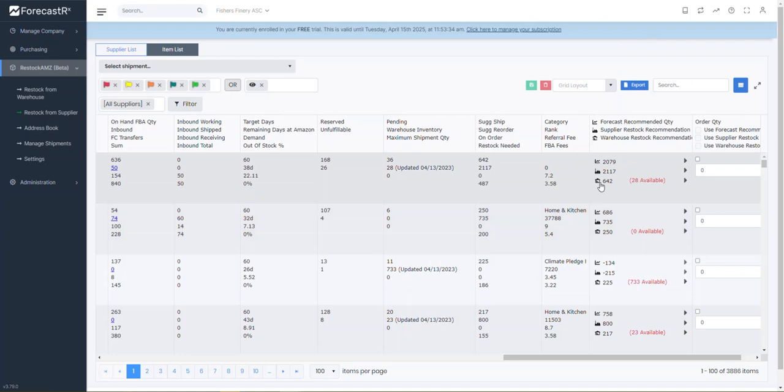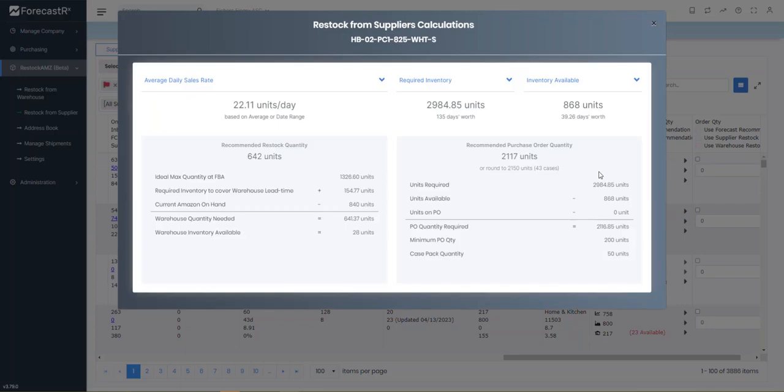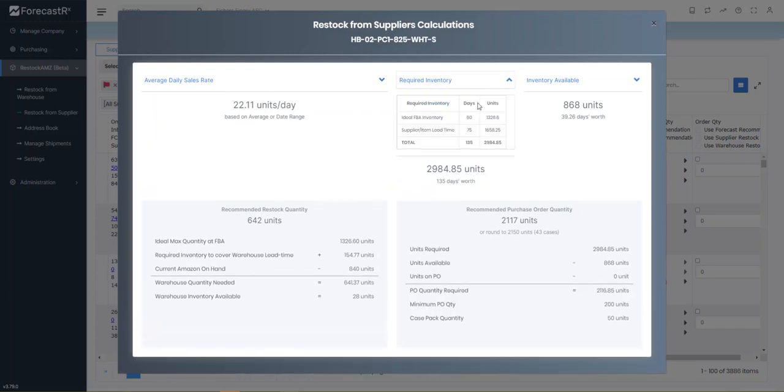Next, I'll open up the supplier restock recommendation daily sales rate panel. This is going to look very similar to the warehouse restock recommendation. You're going to see the same average daily sales rate. The difference will be your required inventory. So now instead of using your warehouse lead time, the lead time here will be based on the lead time set for this particular item or supplier.